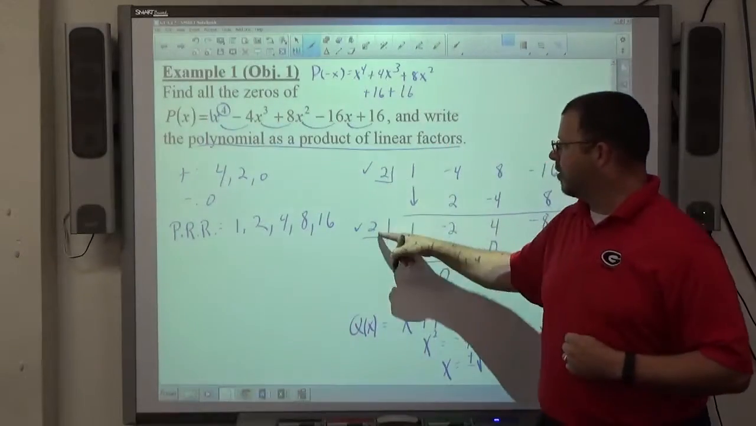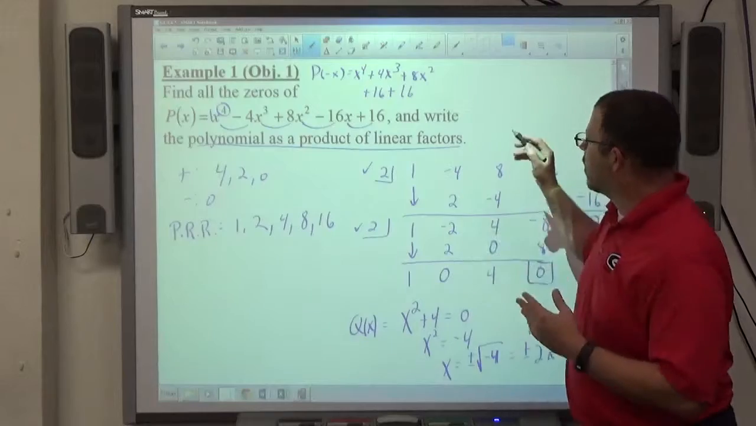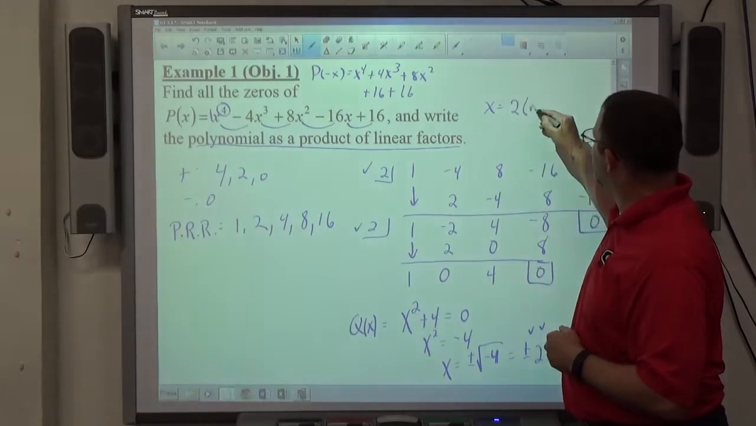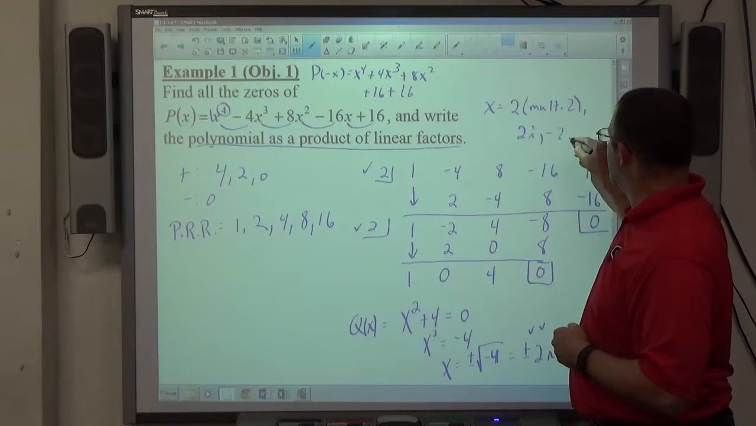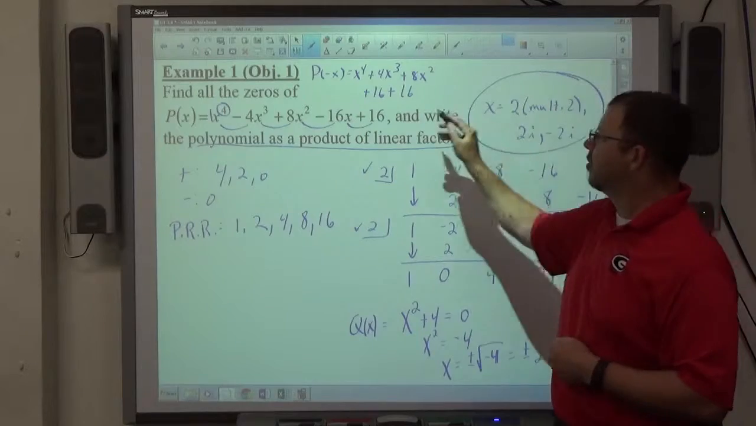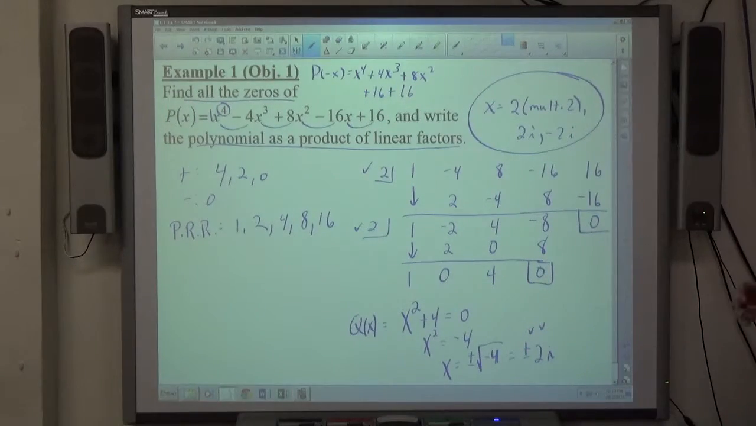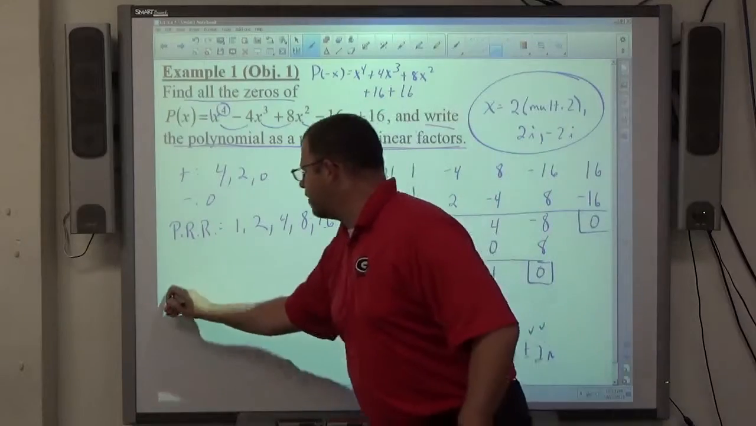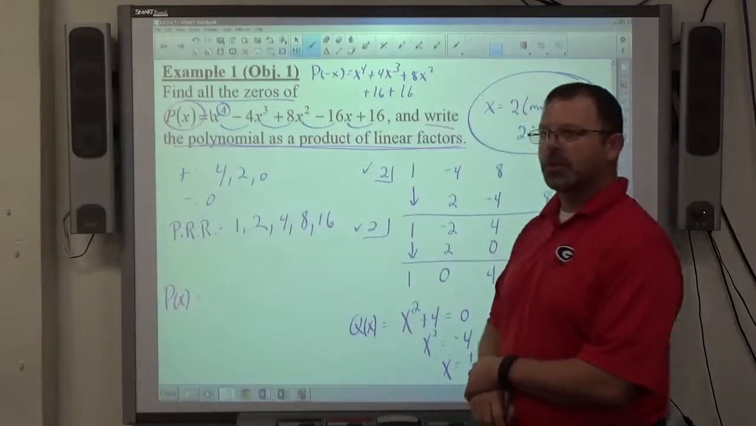And again, if an answer happens more than once, that's multiplicity 2 is how we write it. So as far as writing the answers out, x equals 2 multiplicity 2, comma 2i, comma negative 2i. Those are my solutions. So since it says find all the zeros, that's the answer to that question. For the other part, it says write the polynomial as a product of linear factors. So I'm going to write p of x equals, and I name it p of x because that's what my polynomial is called.